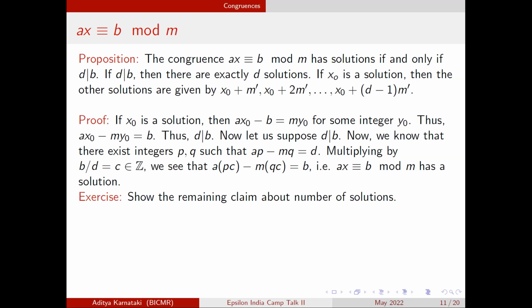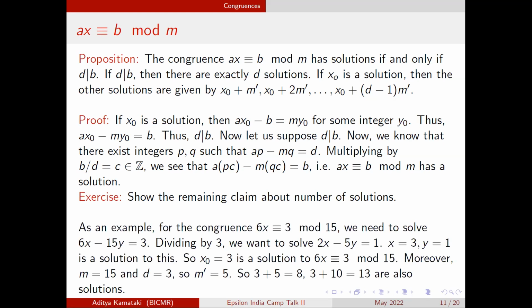And the second claim I'm not going to prove. This is an exercise. Once we start with this, it's fairly simple. You have already done it for the previous question. So now you just have to generalize 6 to A and 3 to B and M to 15, and so on. So show the remaining claim about the number of solutions and their form.